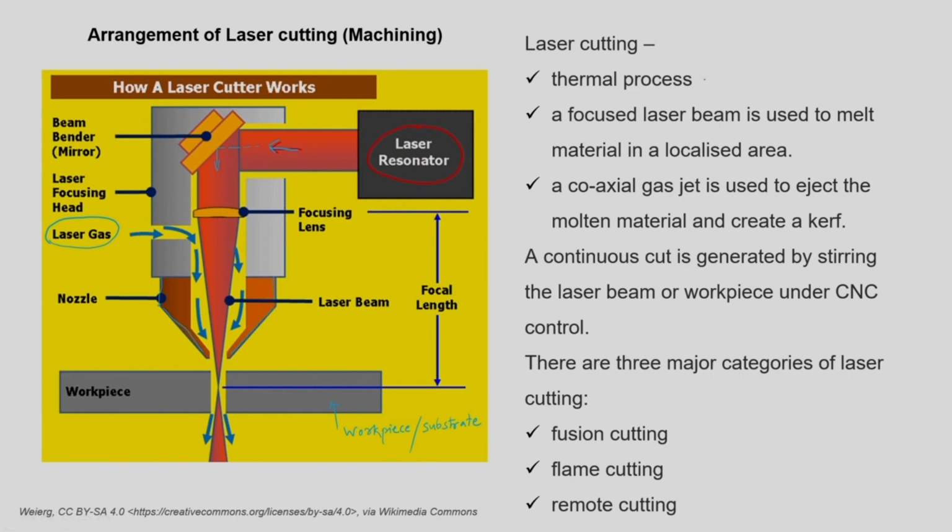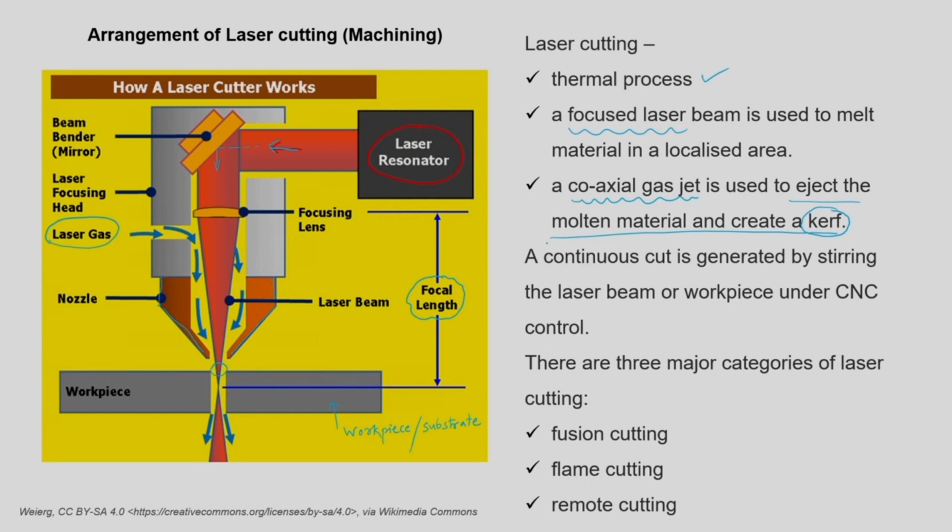So, we have seen that the laser is a thermal process and we always need a focused beam to be applied on the substrate. So, we have to make a conscious decision about what the focal length should be, and this all depends upon the type of laser that you are using and the diameter of the focus that you want on the workpiece surface. So, we have a coaxial gas jet which is used to eject the molten material and create a kerf. Kerf is nothing but the width of the cut that is generated during this laser based operation.